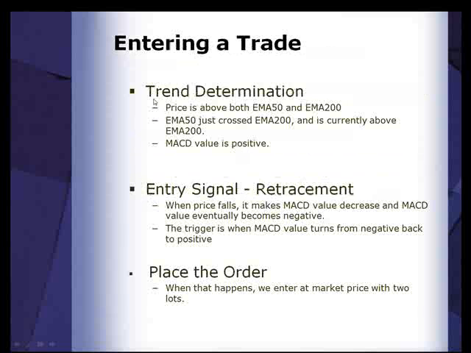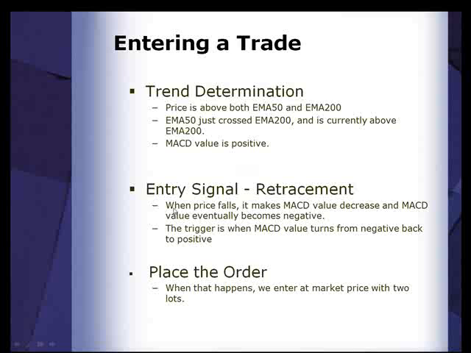So when we're entering a trade, first we determine the trend using the charts that we've set up. We need to see that the price is above both the EMA 50 and the EMA 200. The EMA 50 has just crossed over the EMA 200 and is currently above it, and the MACD value must be positive in this case.